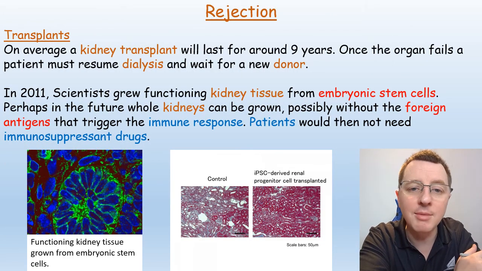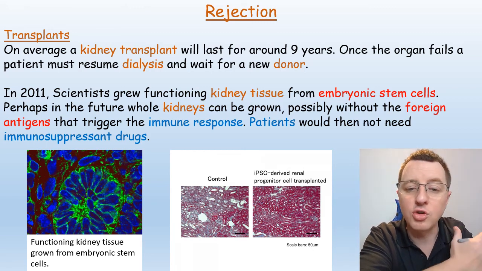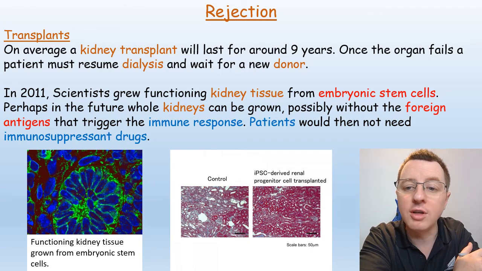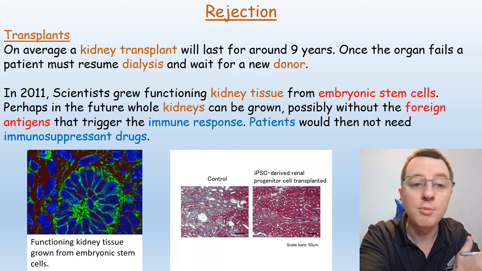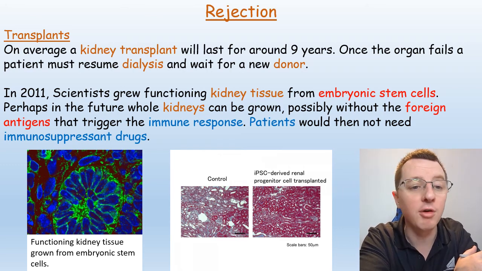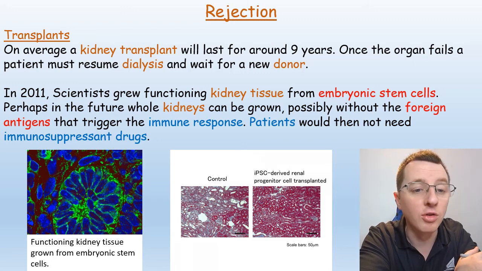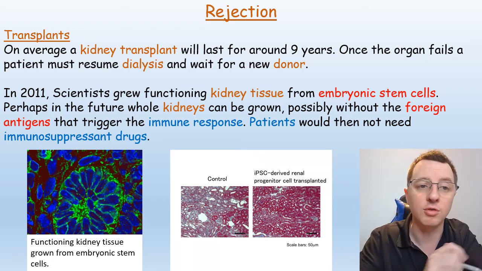And it's this limited life of the kidney transplant which is leading scientists to carry out research into embryonic stem cells. And in 2011, scientists grew functioning kidney tissue from embryonic stem cells. Perhaps in the future, whole kidneys can be grown, possibly without the foreign antigens that trigger the immune response. Patients would then not need the immunosuppressant drugs.